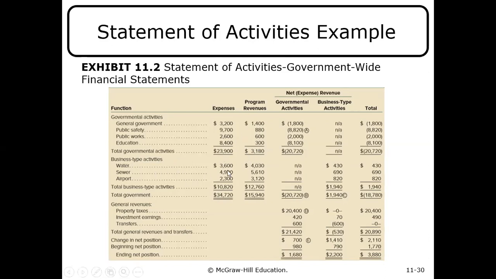Now let's take a look at our business type of activities. Remember, we said those are things like collecting money for the water, the sewer, the airport. Well, here's your expenses. The water expense was $3,600, but the revenue generated $4,030. So we had a positive $430 from that type of activity. The sewer expenses were $49.20, but we collected fees of $56.10, $690. And then the airport, $2,300, but the fees collected there, $31.20.